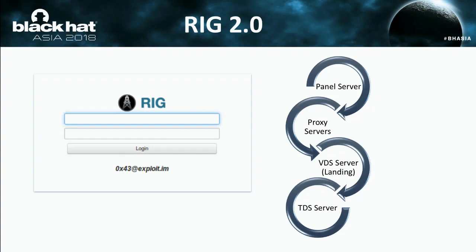So we found 4 main different servers in the attack environment, which are the panel server, the proxy server, the third one is the VDS server, the virtual dedicated server, also called the landing server, and the fourth server is a traffic direction system server. So these 4 different servers mainly work in the attack infrastructure of the RIG 2 exploit kit. By the way, the page in the figure is the login page to the RIG 2 exploit kit.